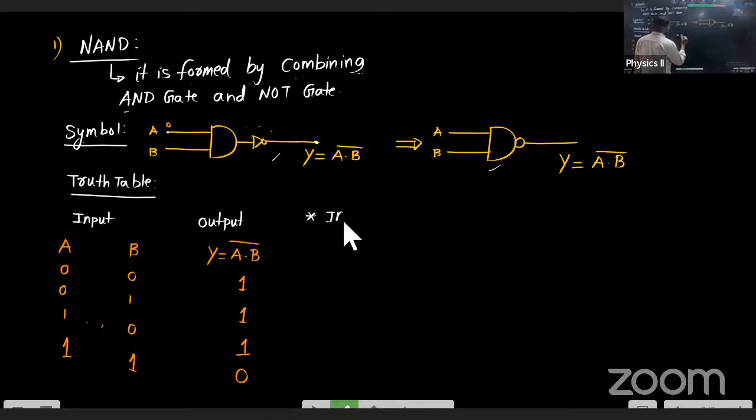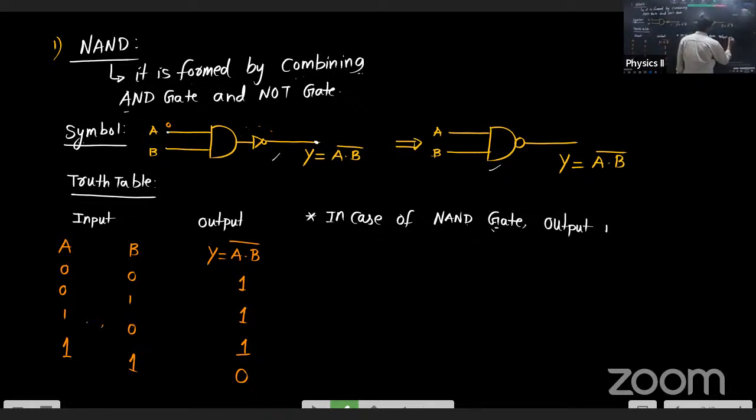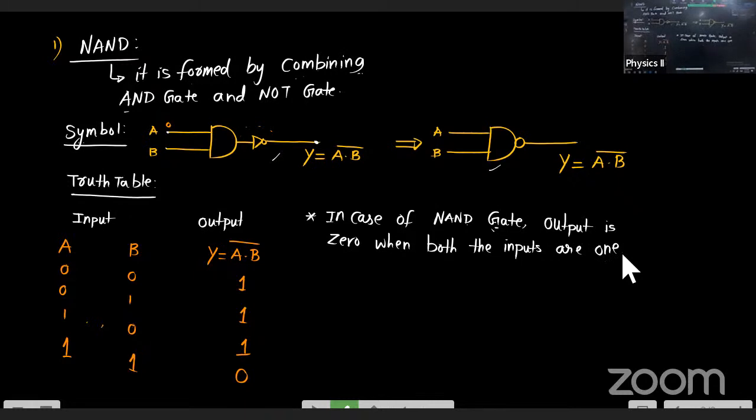In case of NAND gate, output is 0 when both the inputs are 1. I hope you understood this NAND gate operation. So if you are done with this, let us move on to the next universal gate, that is called NOR gate. So this was the explanation for NAND gate.